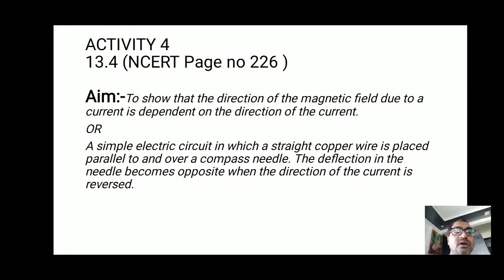Aim, first one: to show that the direction of the magnetic field due to a current is dependent on the direction of the current. Or if it is asked the second way, you have to write the aim of the activity that way: a simple electric circuit in which a straight copper wire is placed parallel to and over a compass needle, the deflection in the needle becomes opposite when the direction of the current is reversed. So whatever question is given, you have to write it as the aim.